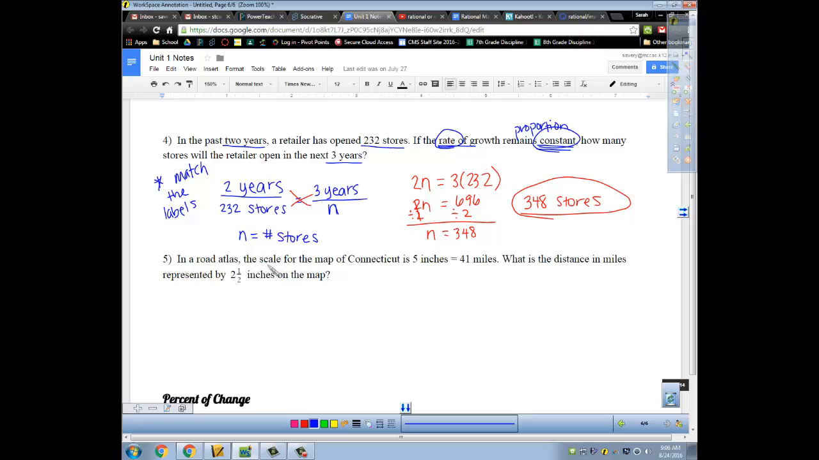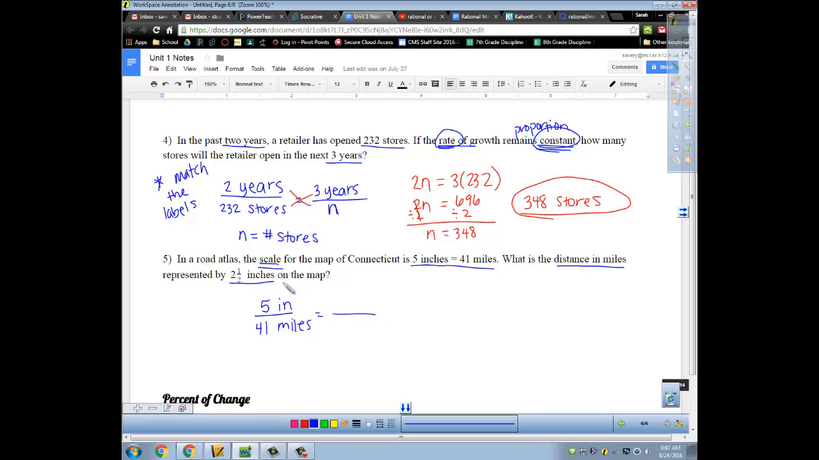Number 5, in a road atlas, the scale for the map of Connecticut is 5 inches equals 41 miles. What is the distance in miles represented by 2.5 inches on the map? So our keyword here is scale. Anytime we see the word scale, we can set up a proportion. And if there's a scale, your scale is going to be your first fraction. So they're saying 5 inches is equivalent to 41 miles, so I'm going to put 5 inches over 41 miles.